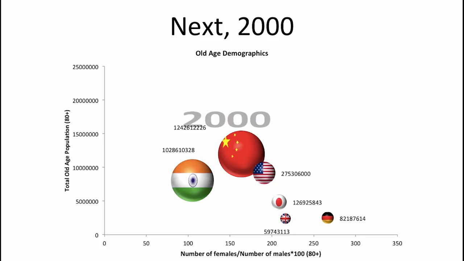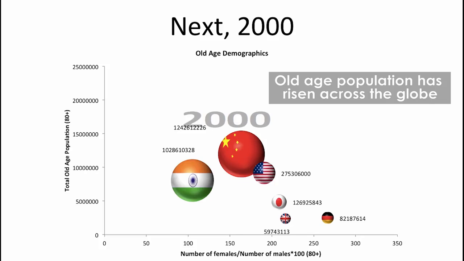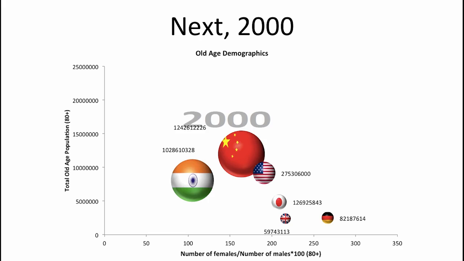You can see that all the bubbles have moved up, indicating a rise in the old age population across the globe. More importantly, you can see that China's rise is much steeper. It has overtaken USA, and even India is catching up. In addition to that, you can see a shrinkage along the horizontal axis, meaning the sex ratios are not so varied any longer.